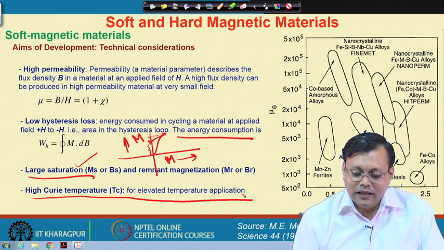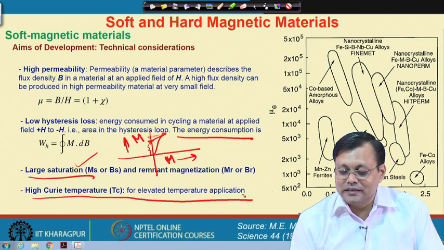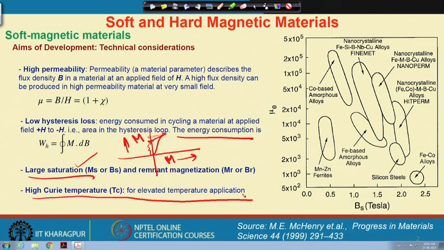Now let us have a look at the chronological developments and how many different alloys have been developed along this direction. Here this is the Bs, which is the same as the saturation magnetization or Ms, where it has saturated, and mu here, that is the permeability value. In that case we need to optimize both, that is the aim of the technical consideration.